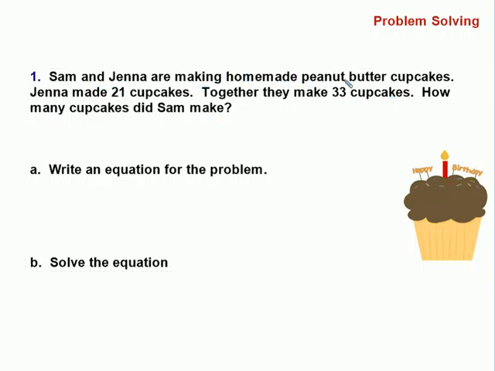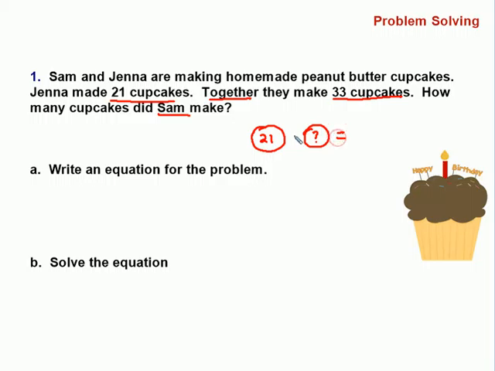Sam and Jenna are making homemade peanut butter cupcakes. Jenna made 21 cupcakes. Together, they make 33 cupcakes. We want to know how many cupcakes did Sam make. Now we know that Jenna made some cupcakes. Jenna made 21. And we know that Sam made some cupcakes, but we don't know how many, so we're going to put a question mark in there.